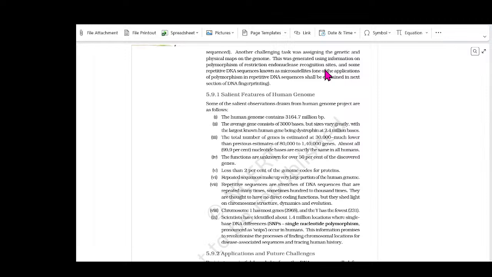Chromosome 1 has the most genes, 2968, and Y has the fewest, 231. Scientists have identified about 1.4 million locations where single base DNA differences, or SNPs, single nucleotide polymorphisms, occur in humans. This information promises to revolutionize the processes of finding chromosomal locations for disease associated sequences and tracing human history.